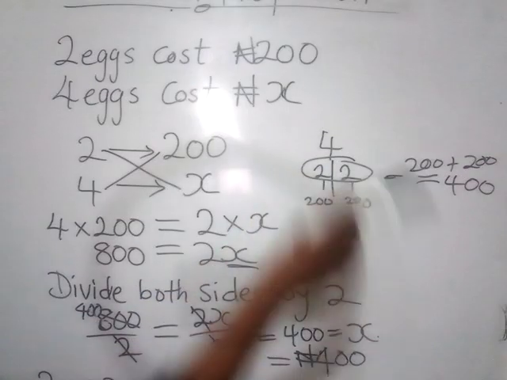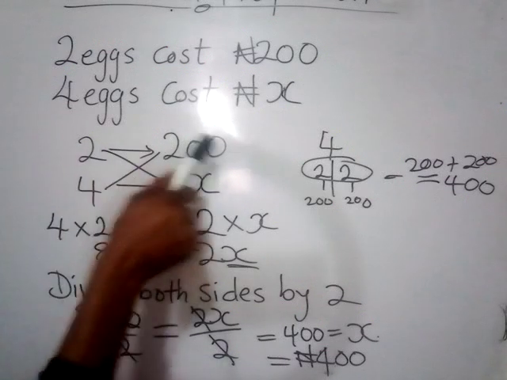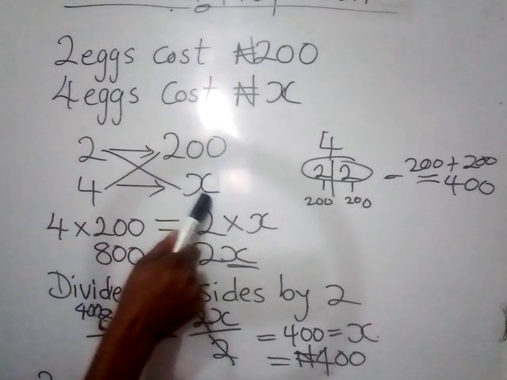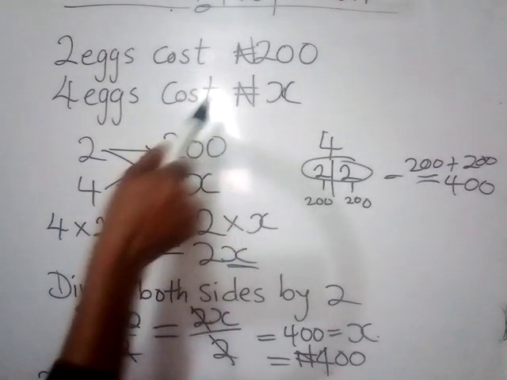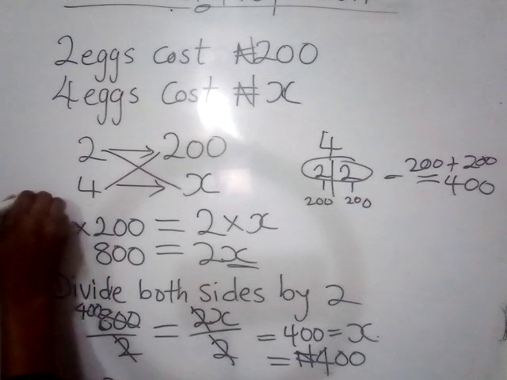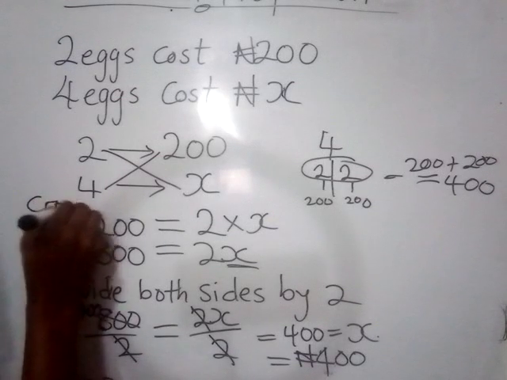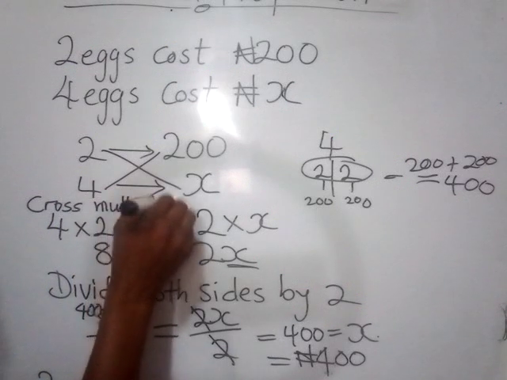This was how we got our answer. But here we said if 2 is 200, 4 is x. We don't know what 4 will cost, right? So we now did cross multiplication. Let me just squeeze it in here. Cross multiply.